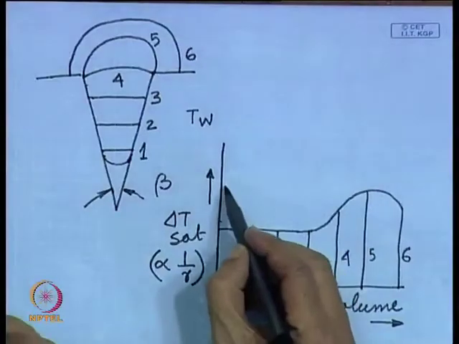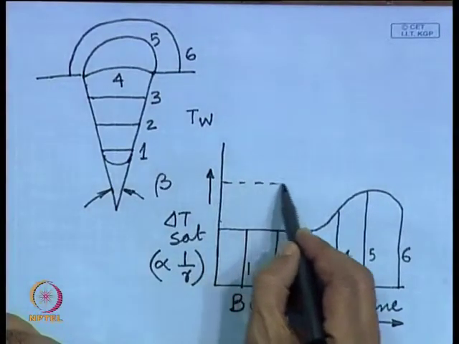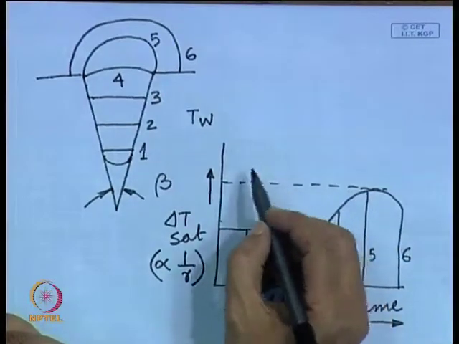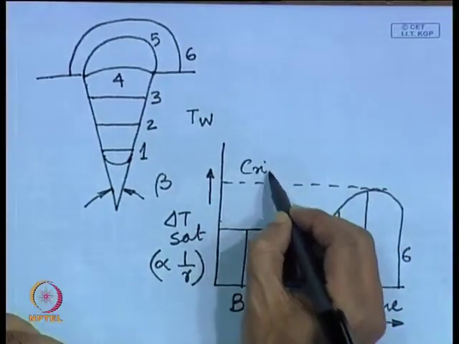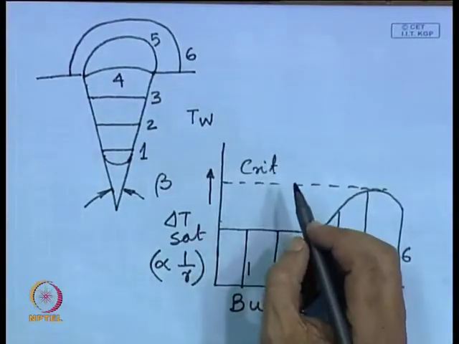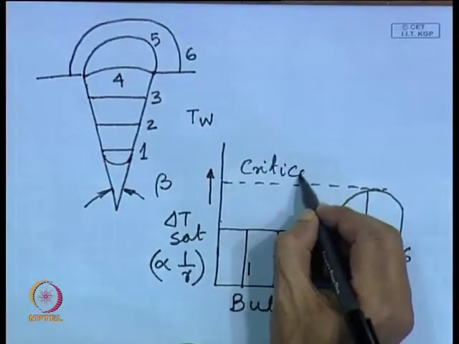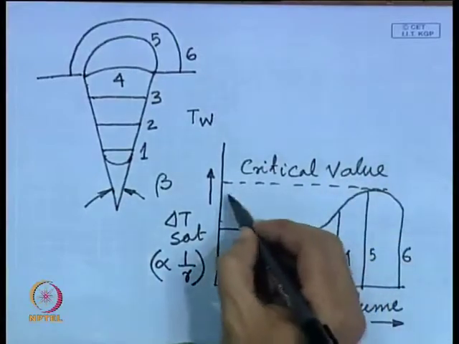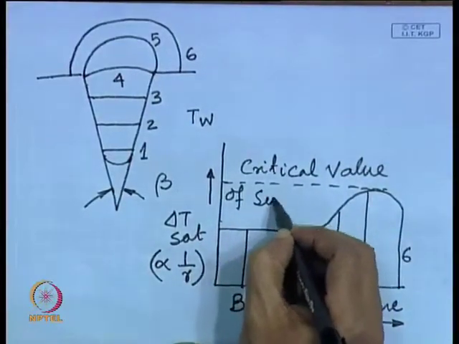Now, here we can see that the curve has a peak. This value is called the critical value of superheat.